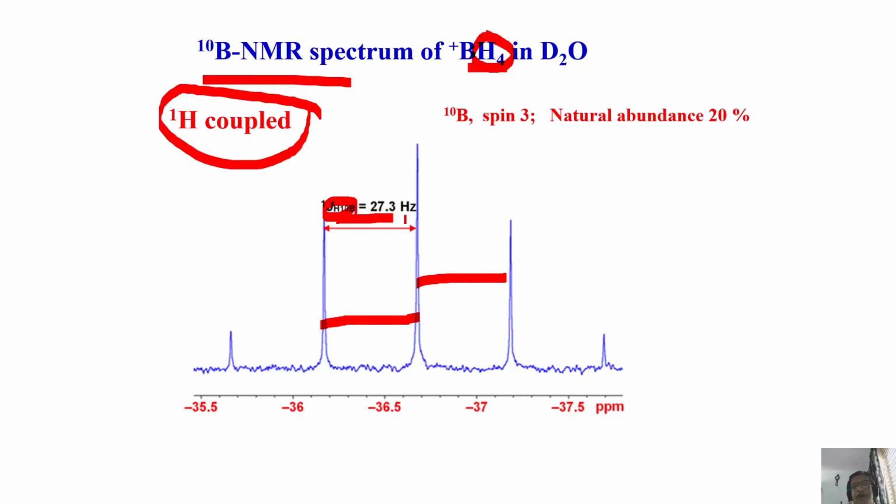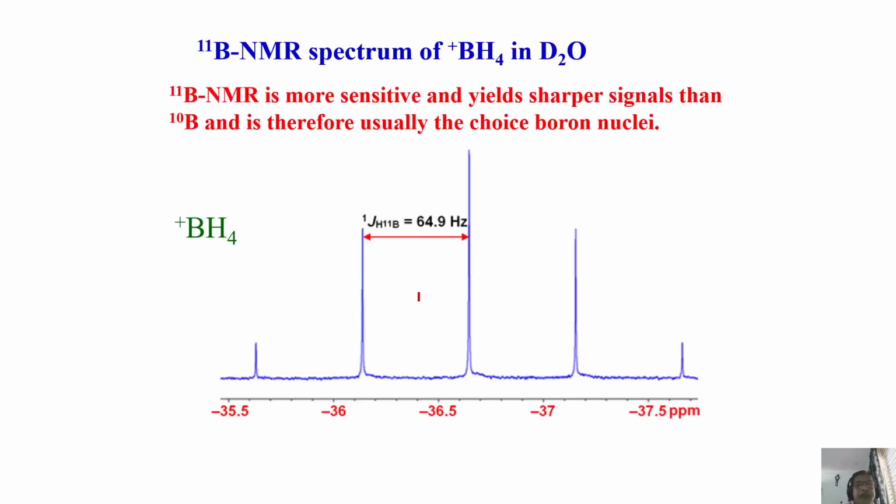So the boron 10 NMR spectrum of BH4 is easy to interpret. And also it is done in D2O, so no question of solvent peak or anything here. Very simple. Same thing, do boron 11 NMR. What happens now? The pattern remains the same. It cannot change.